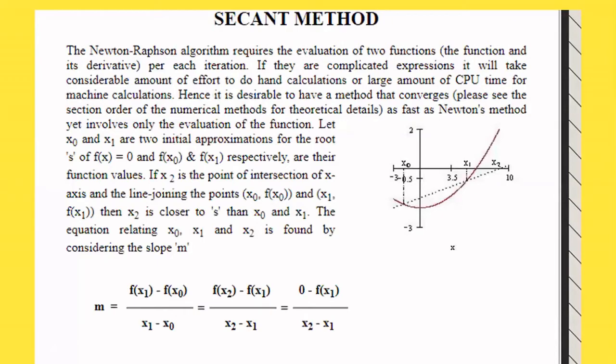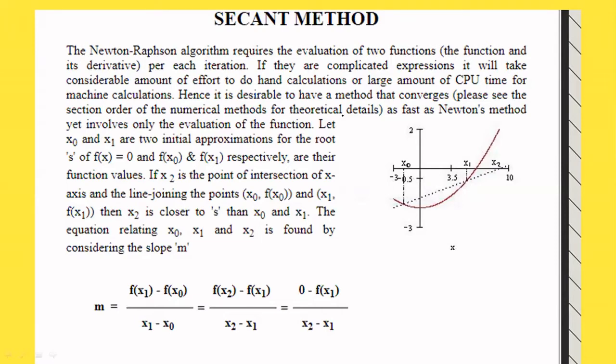Now we are deriving the secant method. The Newton-Raphson algorithm requires the evaluation of two functions, the function and its derivative, for each iteration. If they are complicated expressions, it will take a considerable amount of effort for hand calculations or a large amount of CPU time for machine calculations. Hence, it is desirable to have a method that converges as fast as Newton's method and involves only the evaluation of the function.